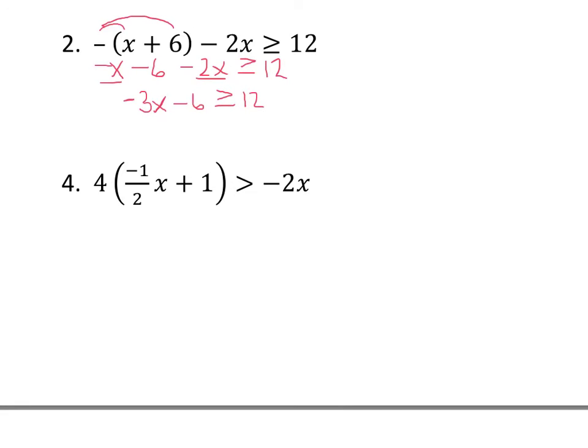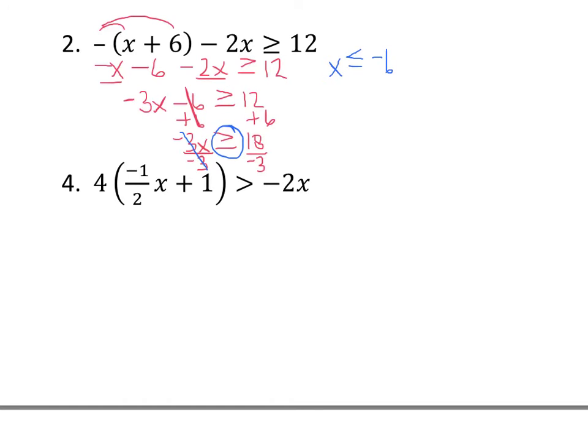And now I'm going to get x by itself, so I'm going to add 6 to the other side. So I have negative 3x greater than or equal to 18. But now I'm going to divide by the negative 3. Right away, when you divide by that negative 3, I want you to switch the inequality. So now the negative 3's cancel, and I have x, and because I have to switch that, it's now going to be less than or equal to 18 divided by negative 3, which is negative 6.